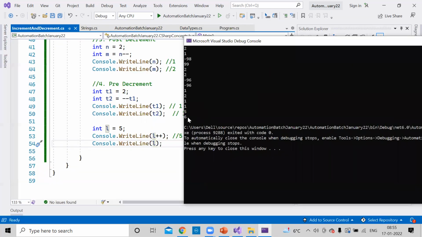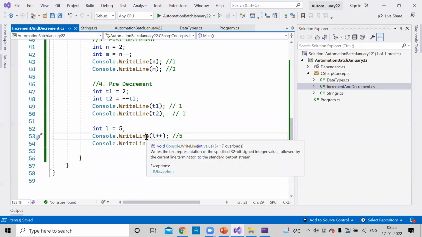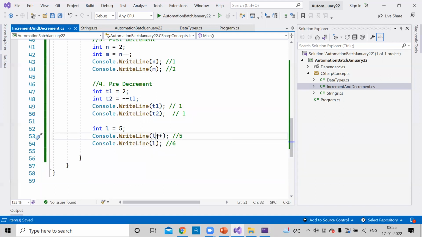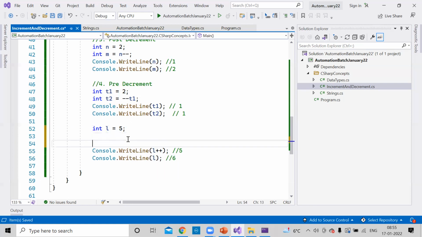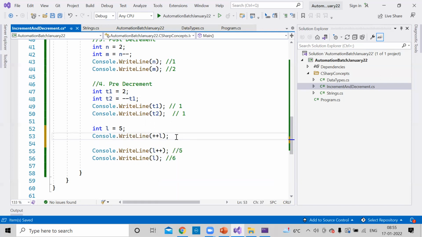This time we got 6. Why did we get 6? Because in the above line of code, the value of l got increased. That's why we got the output 6. Now the latest value of l would be 5 plus 1, which is 6. Because this is post increment, if you had tried cw plus plus l, then what kind of value would we have received?